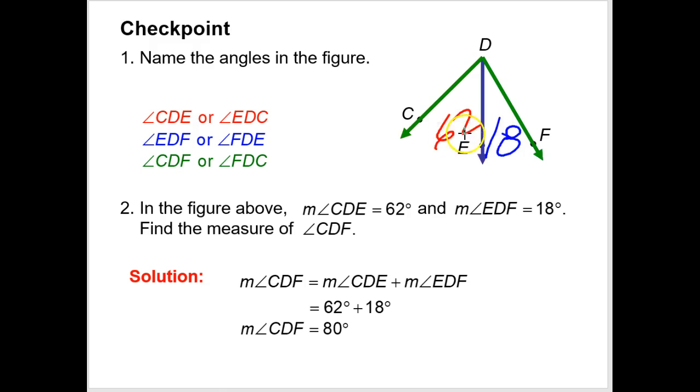So 62 and 18 together is 80 degrees. So CDF, the whole big one, the whole thing, is 80 degrees. The way that you write it has to be in this format. Must. The measure of angle CDF is 80 degrees.